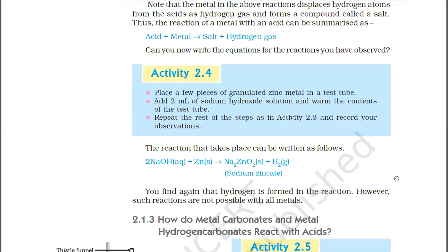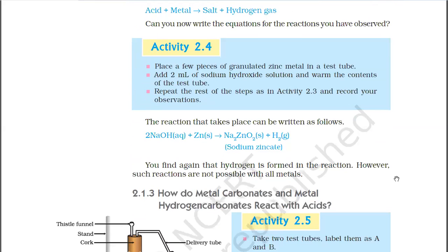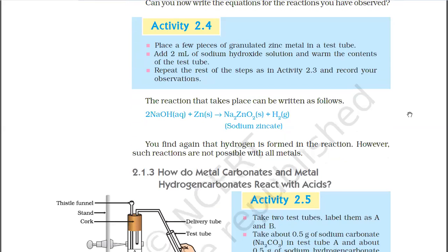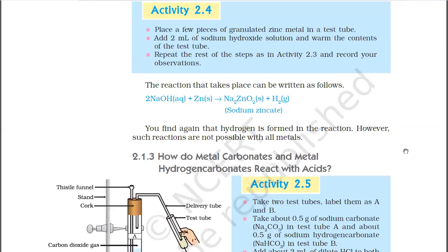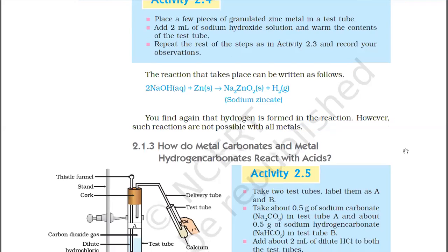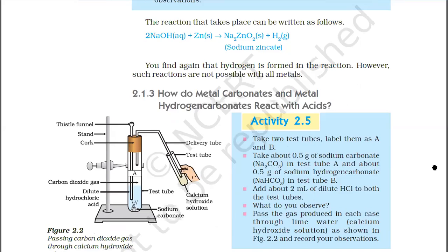Activity 2.4. Place a few pieces of granulated zinc metal in a test tube. Add 2 ml of sodium hydroxide solution and warm the contents of the test tube. Repeat the rest of the steps as in Activity 2.3 and record your observations. The reaction that takes place can be written as follows: 2NaOH (aq) + Zn (s) gives Na2ZnO2 (s) + H2 (g). Na2ZnO2 is sodium zincate. You will find again that hydrogen is formed in the reaction. However, such reactions are not possible with all metals.